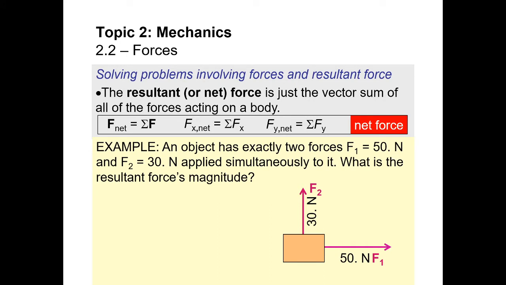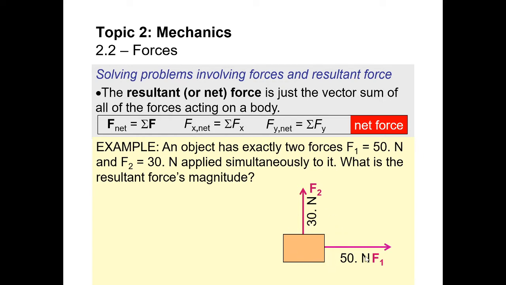Okay, next example. An object has exactly 2 forces, F1, which is 50 newtons, and F2 equals 30 newtons, applied simultaneously to it. What is the resultant force's magnitude? Something to keep in mind with this problem, this is not a true net force problem. And the reason I say that is we're not given the mass of this box.